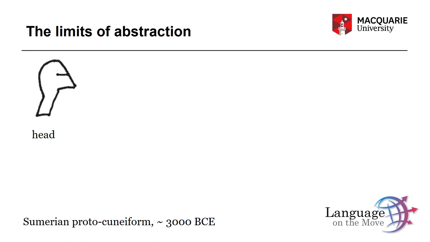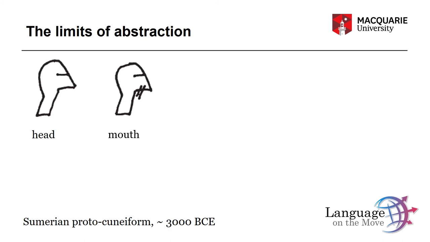Let me show you how complicated it got for the Sumerians with the example of the head. Around 3000 before the Common Era in Sumerian proto-cuneiform, a very early form that still has the pictograms intact, we see this image of a head. And then once they had the sign for head in place, the Sumerians needed a sign for mouth. They quite cleverly added two little lines to the image for head in the position where the mouth is located on a head.